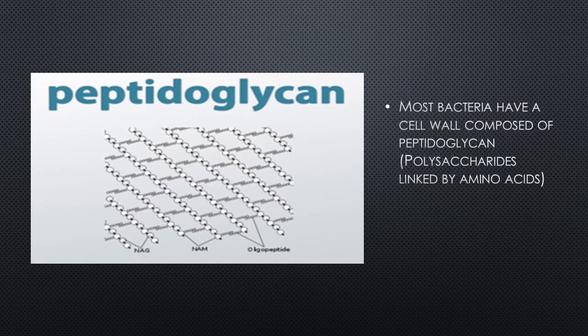So here's just an image of the peptidoglycan. Most bacteria have cell walls composed of this, and they are linked, it's basically polysaccharides linked by amino acids. It's very rigid and provides structure for the bacteria.